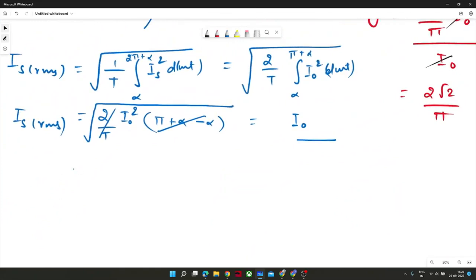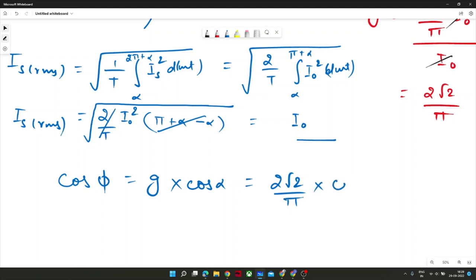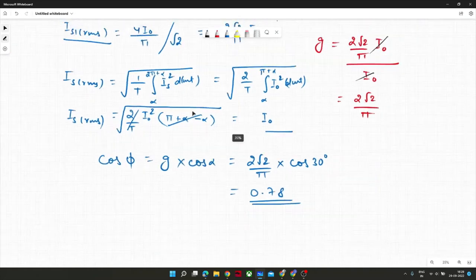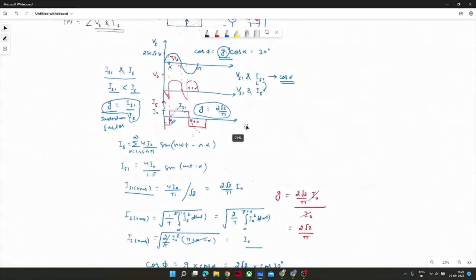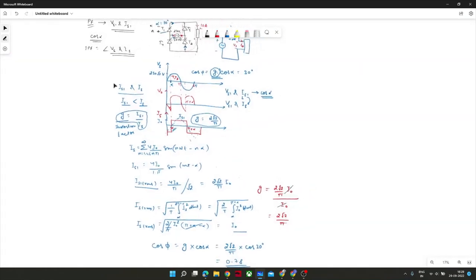So the final answer would be cos phi, that was g cos alpha, and g was 2 root 2 by pi into cos 30, and that would come out to be 0.78. So that would be the answer to the problem. It was asked for 2 marks in GATE 2016 in session 1. I hope it is fine to you now.